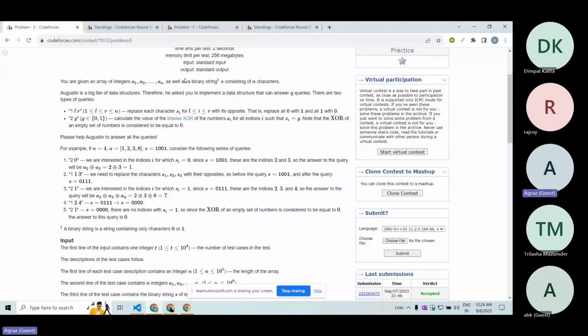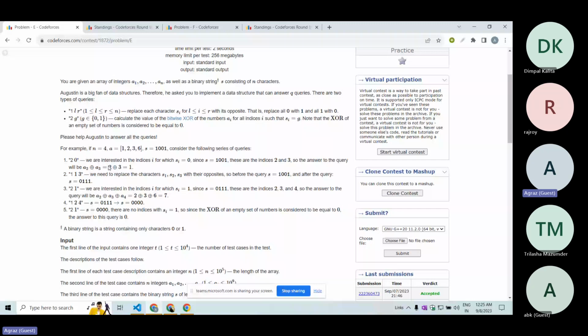So for example, it's given here: if n is equal to 4, a is equal to this. For the s of i character, this a of i is bound with it. So if a query of type 2 is given, we have to XOR the values of a which are bound with s having the value 0. For example, query of type 2 with 0. Here the zeros are s of 2 and s of 3, right? So we have to XOR a of 2 and a of 3, that is 2 XOR 3, which is equal to 1.